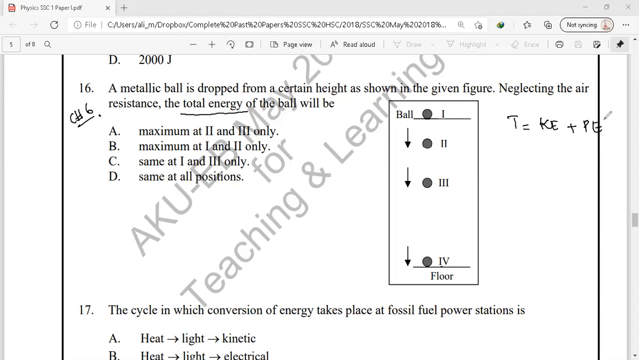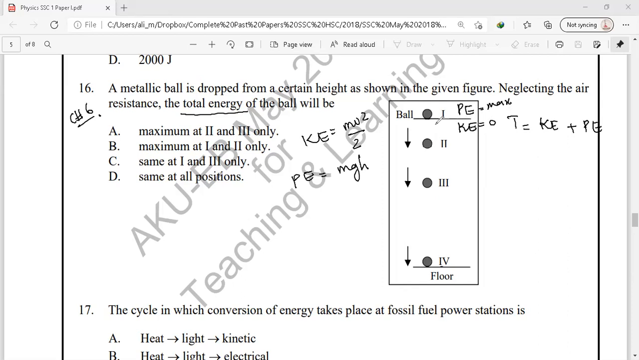We know the law of conservation of energy, which states that the total energy of a system or a body always remains constant. The total energy of the body is always constant. So at point A, the body has the maximum potential energy while its velocity is zero, so the kinetic energy is zero. We know that kinetic energy is equal to mv square over 2, while potential energy is equal to mgh. So at position 1, potential energy is maximum and kinetic energy is zero.